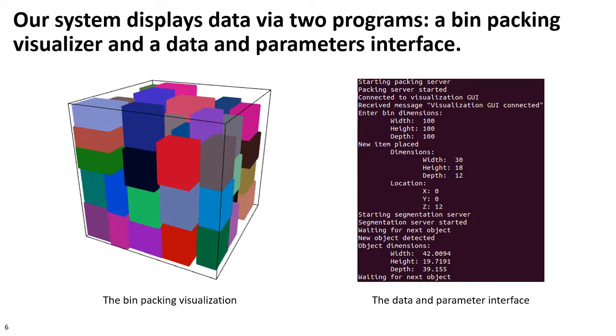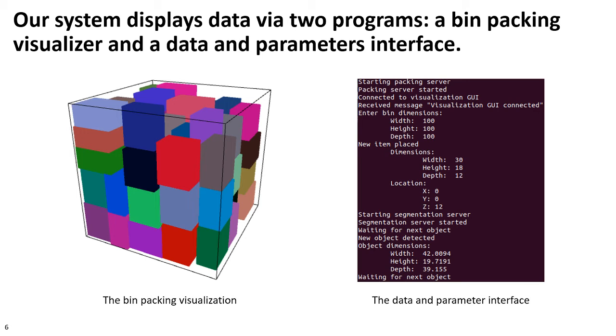The GUI used to visualize the system, as shown on the previous slide, consists of two separate programs: a Java-based bin packing visualizer, seen on the left side of the slide, and a C++-based data and parameter interface, seen on the right side of the slide. The bin packing visualization allows for both mouse and keyboard controls to view the container from different angles, while the data and parameters interface is able to send the dimensions of the container to the bin packing algorithm and receive data on incoming and packed items from both the segmentation and bin packing programs.